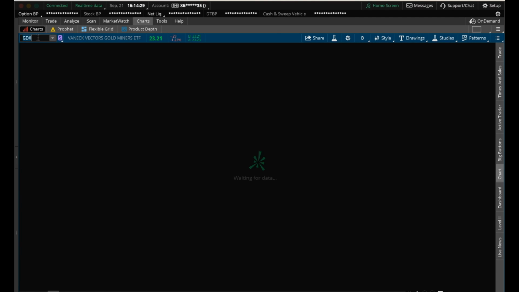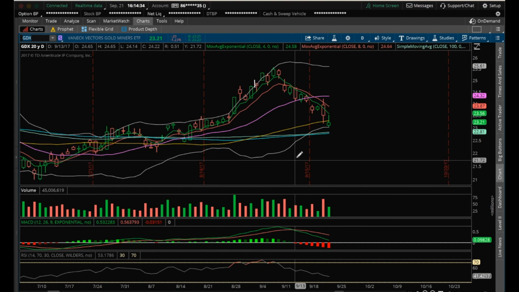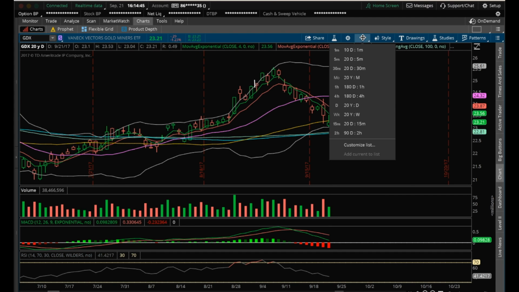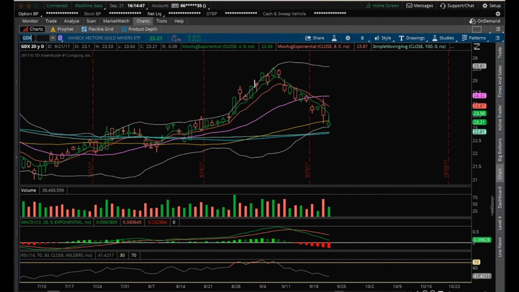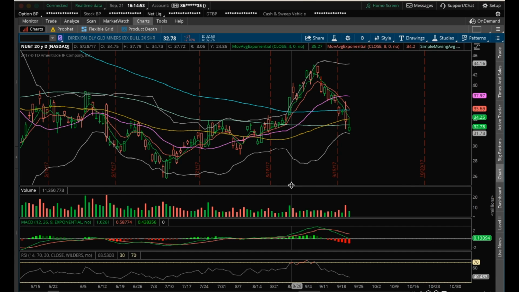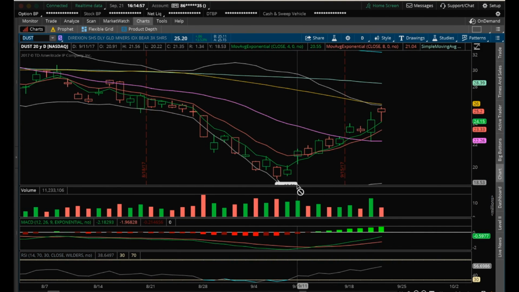As far as the miners go, bear miners, we didn't even back test the 4 EMA. Got right below it on that back test, and profit taking and heading to lower lows on the daily. So no signal of turnaround yet on the miners as well. Bear miners, nugget, dust.